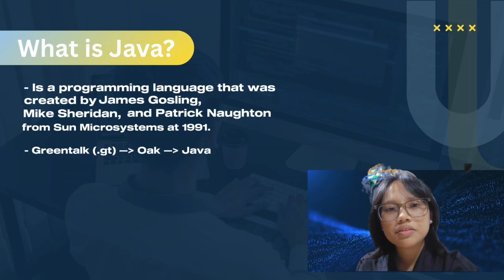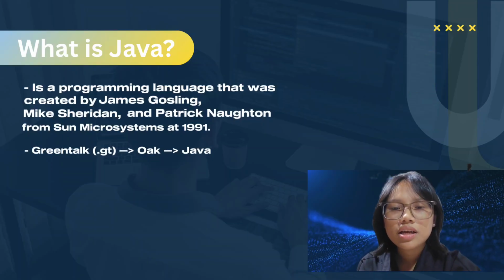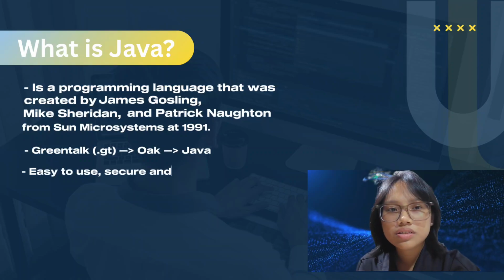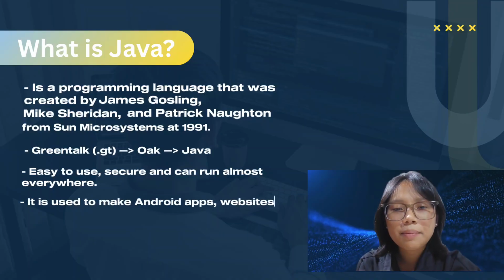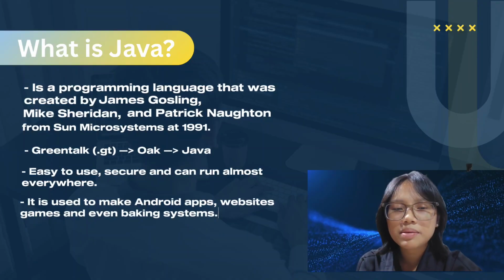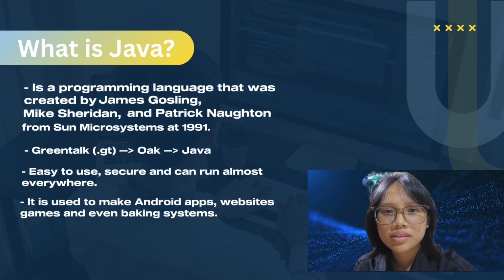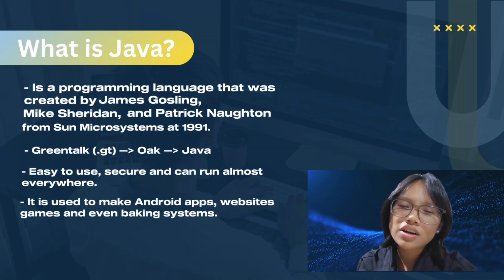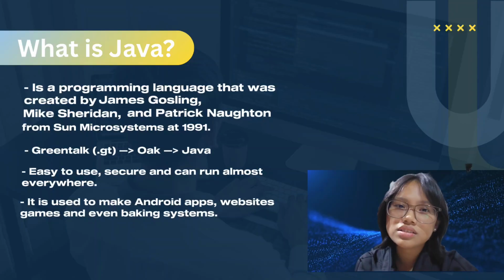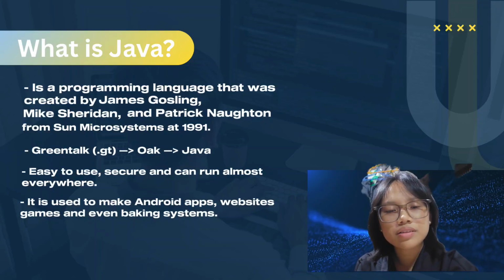Java became really popular because it is easy to use, secure, and can run almost anywhere. It is used to make Android apps, websites, games, and even banking systems. So, if you're learning Java today, you're starting with a language that is used almost everywhere in technology.